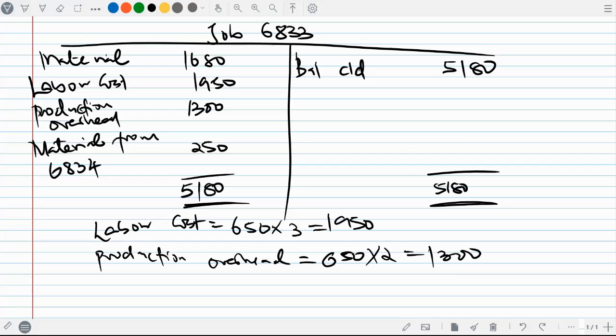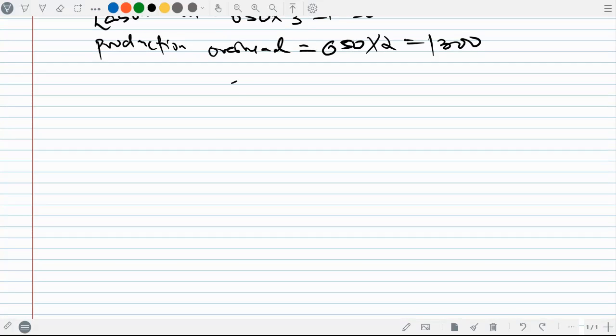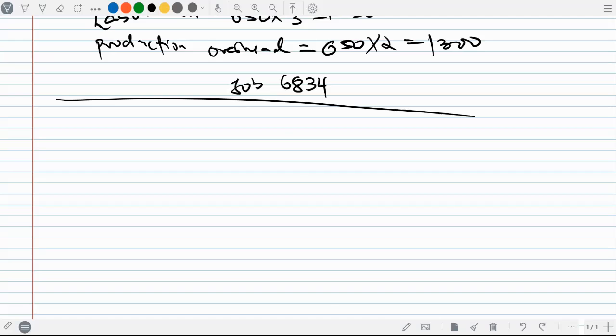Look at the fourth job, 6833. Next job is 6834. Okay, job 6834. There's no balance brought forward. We begin with the material cost for the job. For 6834, we have 3950.